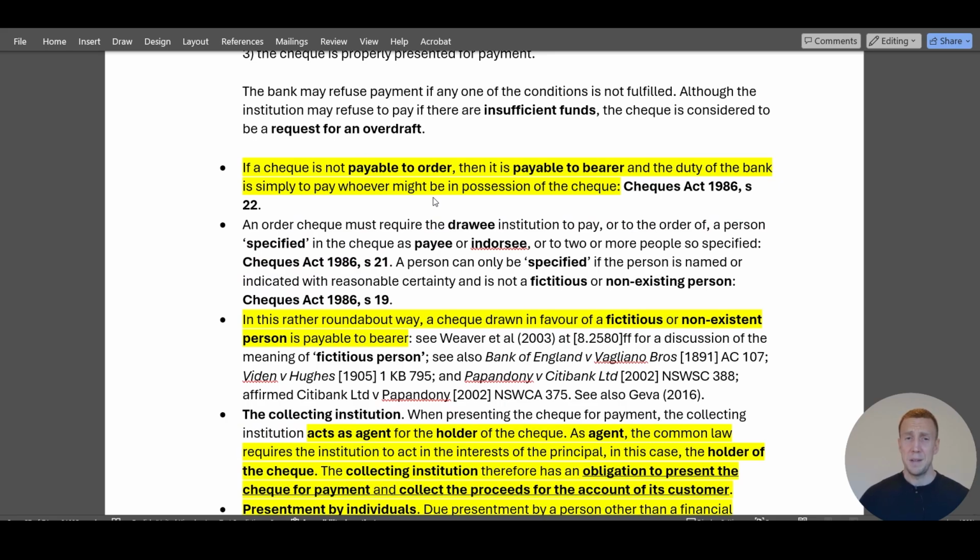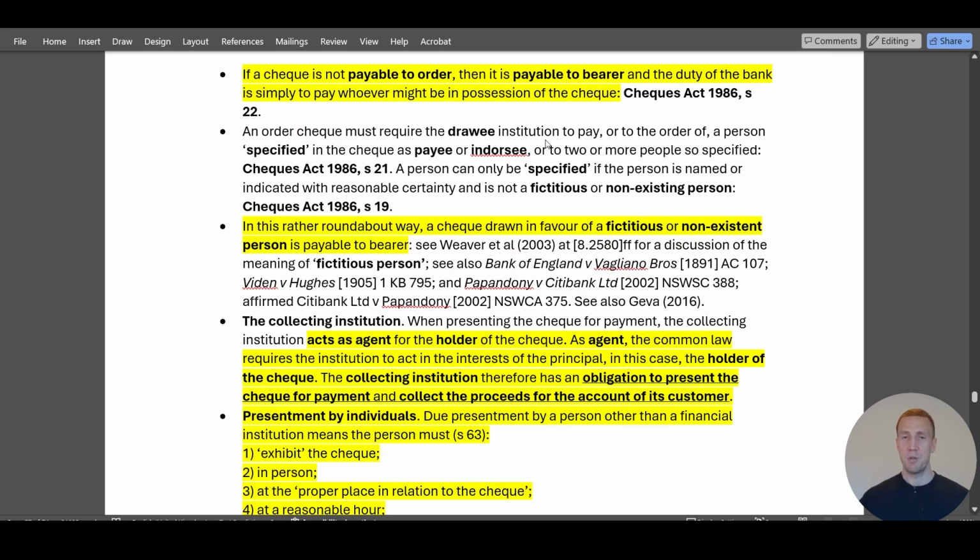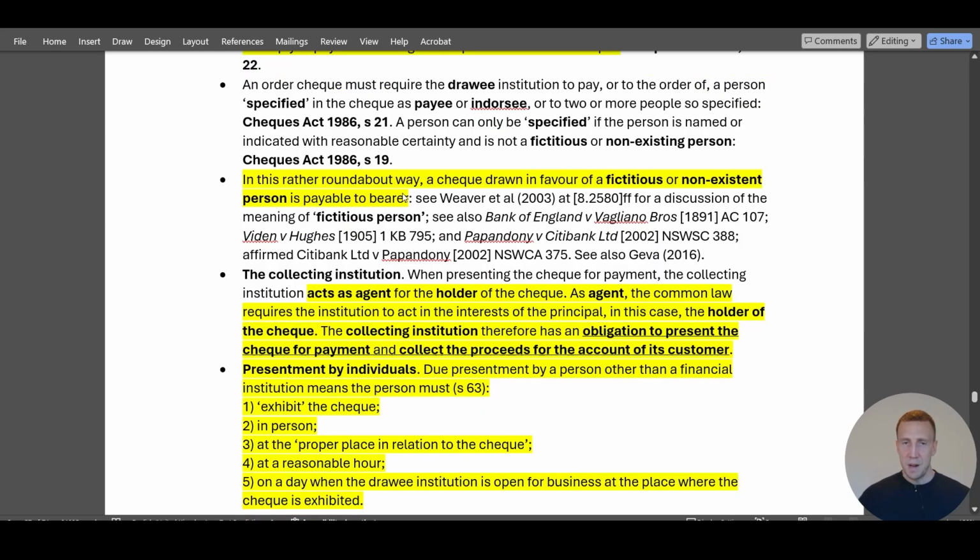The duty of the bank is simply to pay whoever might be in possession of the cheque. An order cheque must require the drawee institution to pay to the order of a person specified in the cheque as payee or endorsee, or to two or more people so specified. A person can only be specified if the person is named or indicated with reasonable certainty and is not a fictitious or non-existing person. In this rather roundabout way, a cheque drawn in favor of a fictitious or non-existent person is payable to bearer. You can see that codified in that case, for a discussion of the meaning of fictitious person.